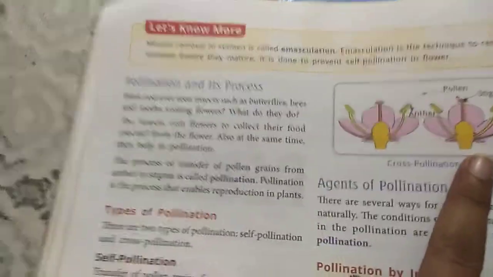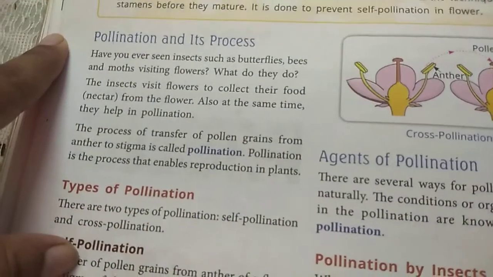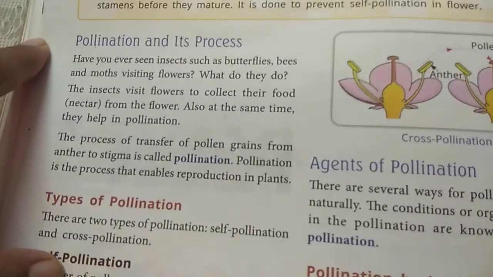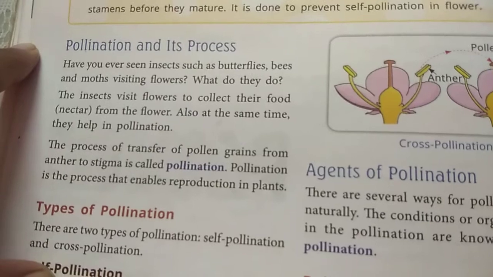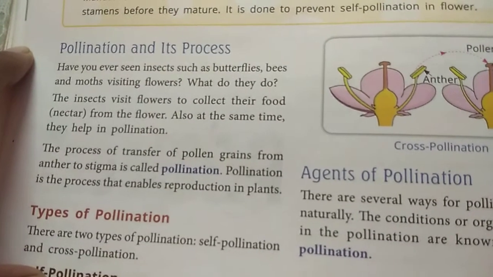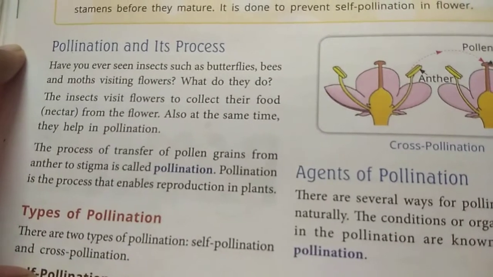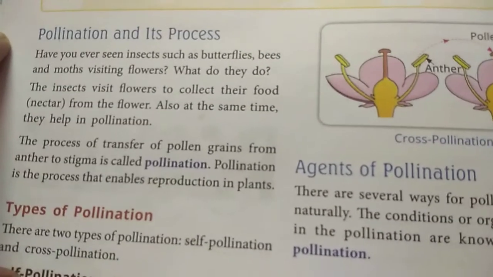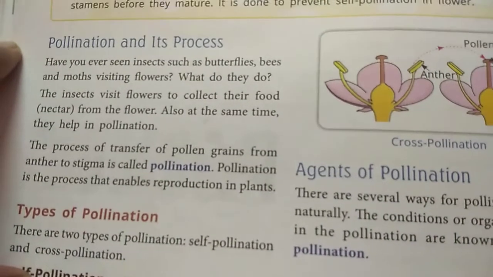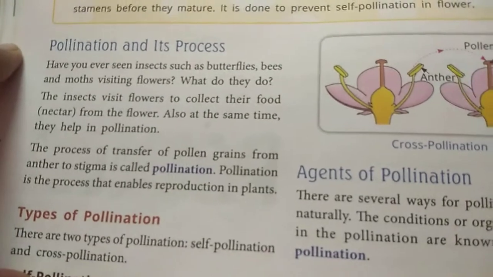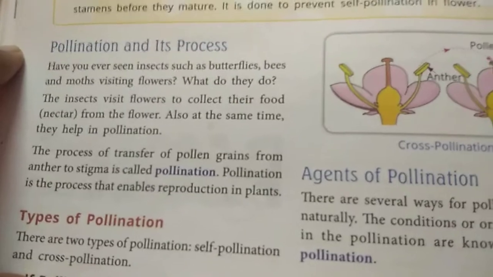Pollination and its process. Have you ever seen insects such as butterflies, bees, and moths visiting flowers? The insects visit flowers to collect their food from the flower. Also, at the same time, they help in pollination. The process of transfer of pollen grains from anther to stigma is called pollination. Pollination is the process that enables reproduction in plants.